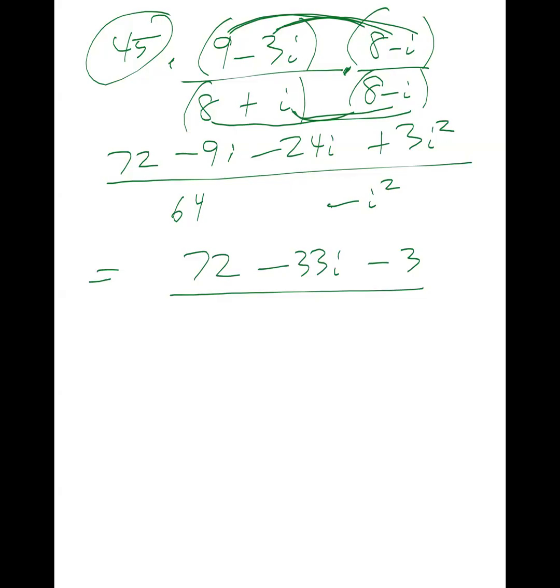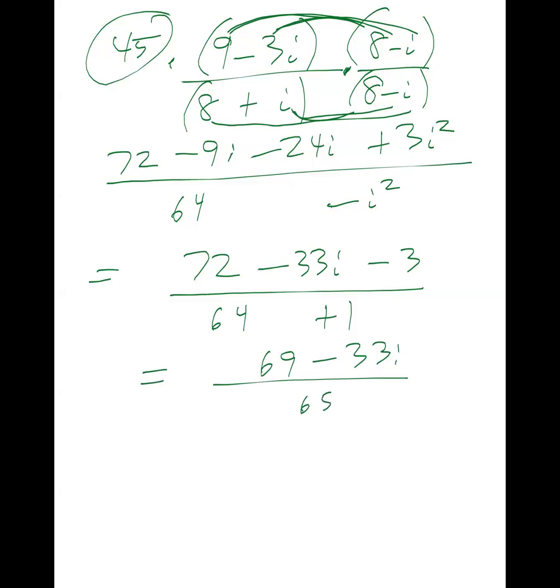Then in the bottom you have 64, but then the negative i squared becomes what? If i squared is negative 1 and you have another negative in front of the negative 1, what's a negative negative 1? Positive 1. Exactly, plus 1. Right. So 72 minus 3 is 69 minus 33i divided by 65.